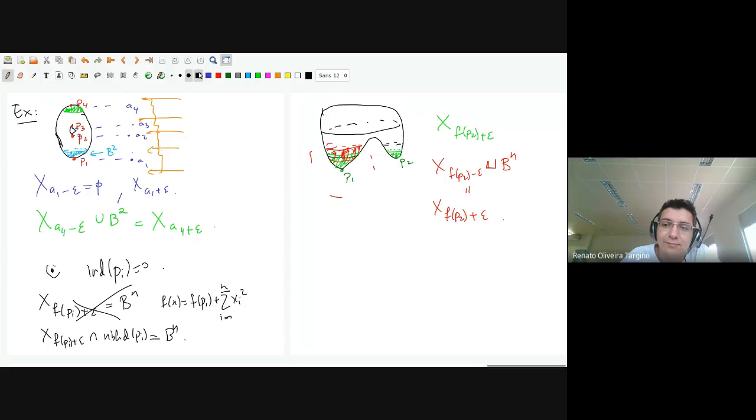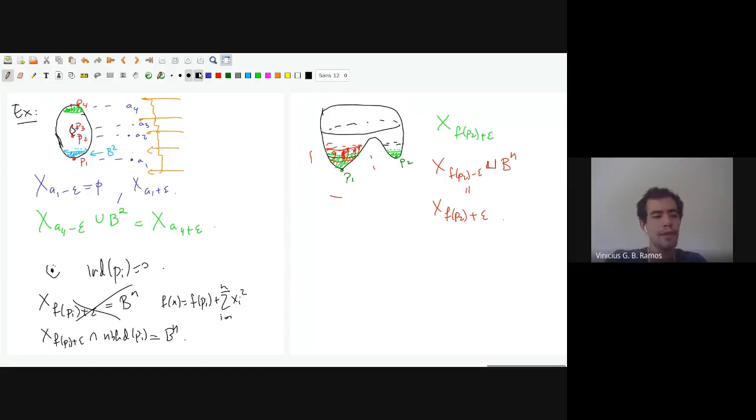Okay, so let's go to the crux of the class today, which is to see what happens when we go through a critical value corresponding to a critical point of index k for some k. So now let's let A be the image of some critical point, pi, and k be the index of pi.